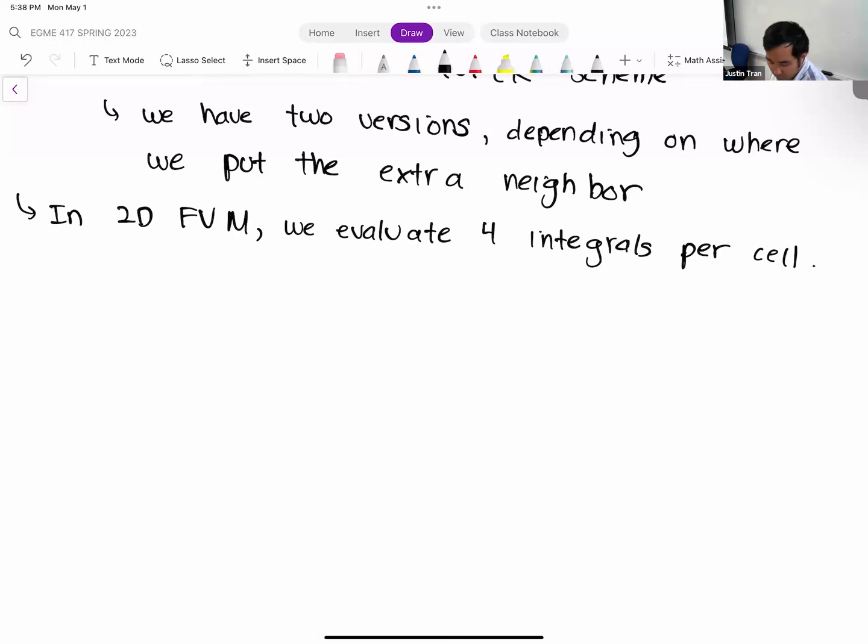So this is where things are going to get tricky, because each of those integrals that we evaluate is going to have two versions for QUICK. Okay. And so we're going to have 4 times 2. So we're going to have 8 different options that we need to be aware of. Okay?